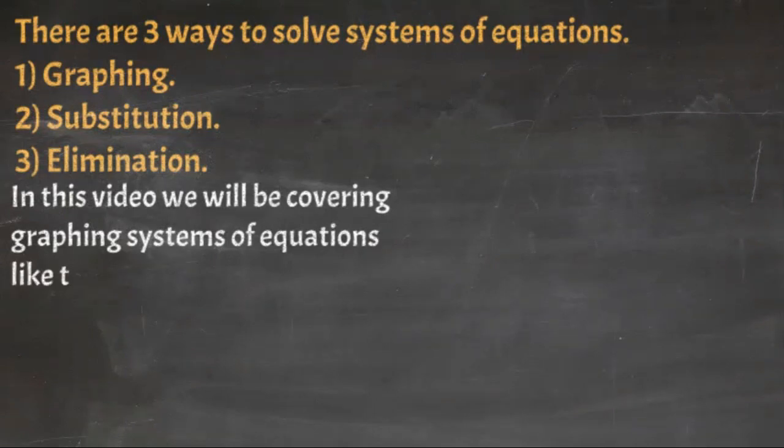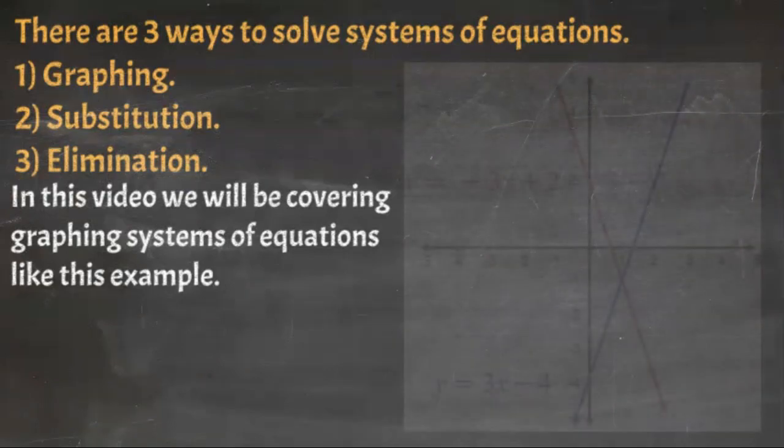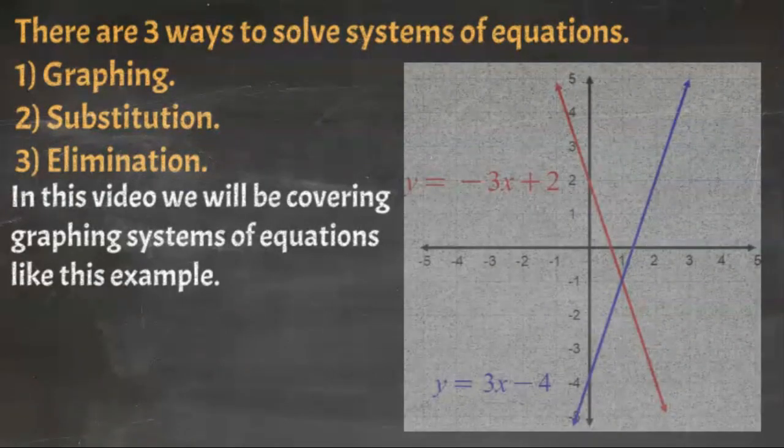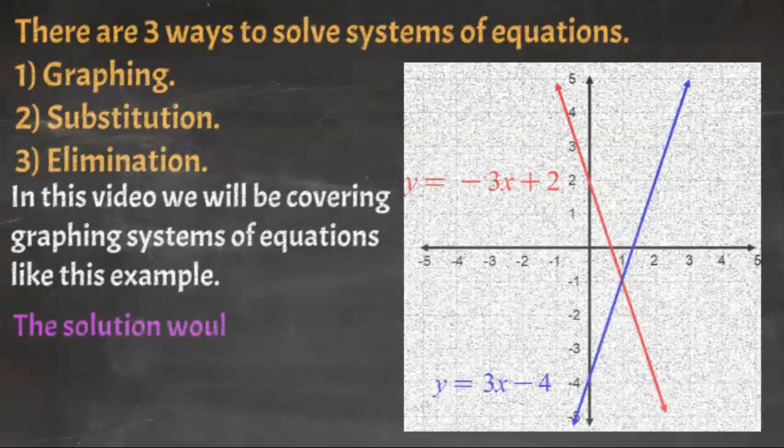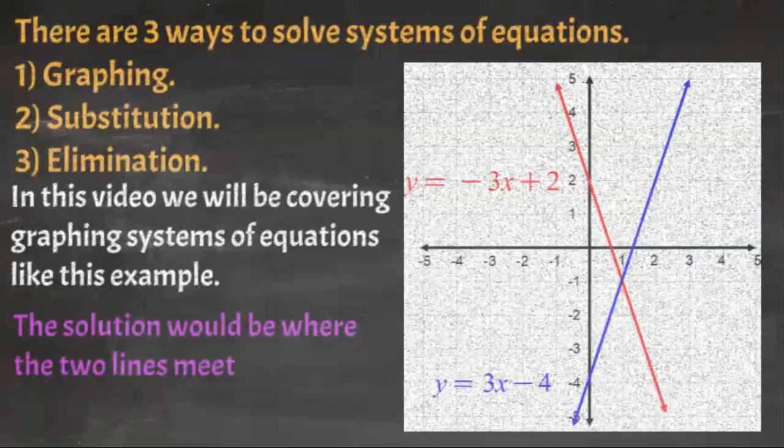Systems of equations. Like this example. So as you can see, we have y is equal to negative 3x plus 2, and y is equal to 3x minus 4. We graph both of those, and where they meet, those lines, is the solution. So the solution to this set of equations would be where the lines meet. And that would be 1, negative 1.